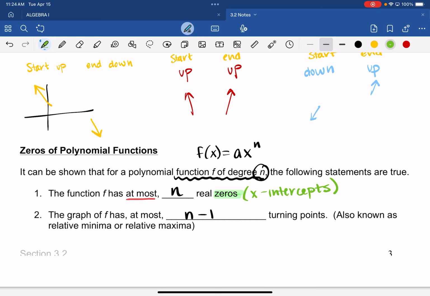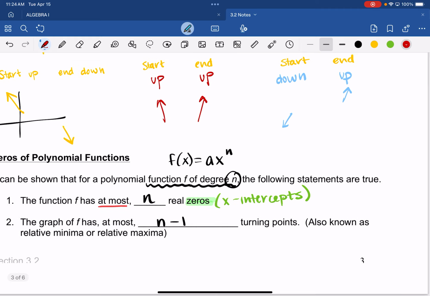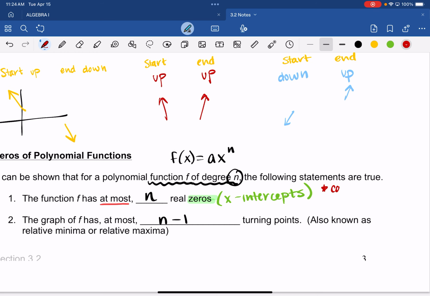Now, that word "at most" that I underlined in red is super important to us. Okay? Because what that tells me is the function could have at most n or it could have less. It doesn't have to have n. It could have less than n. But it can't have any more than n. Okay, so I'm just going to write a little note there. So it can have n or less x-intercepts. Okay, it can have n or less.